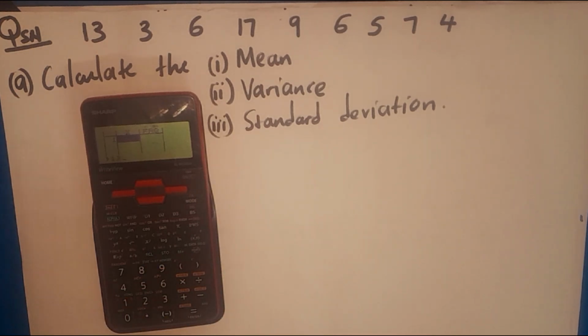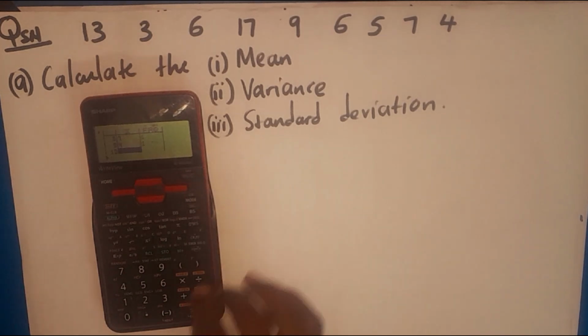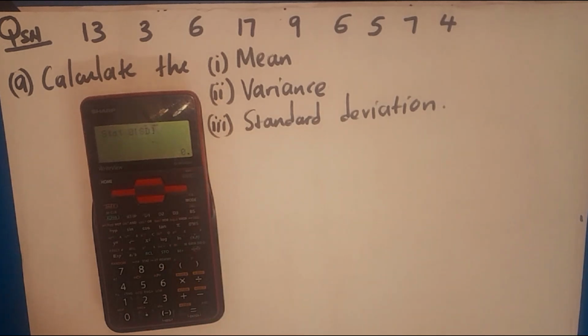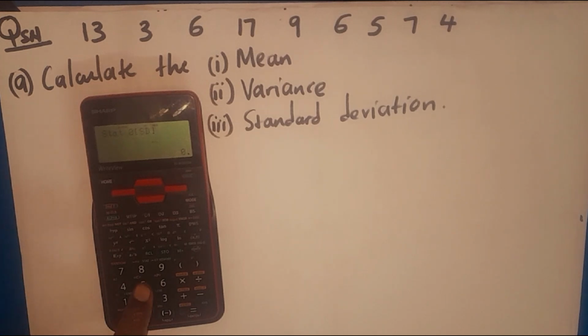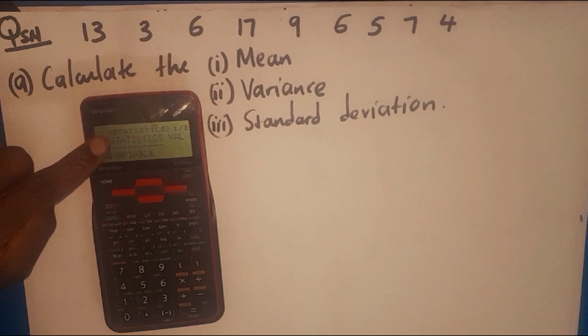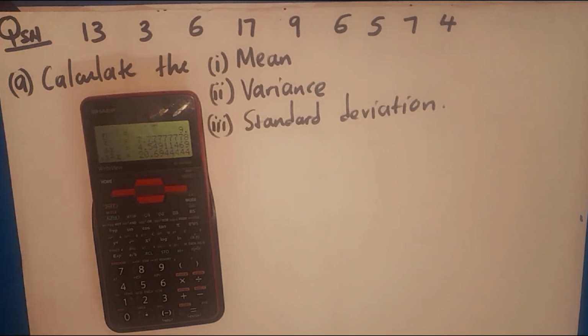So I'm going to say 13 equals, 3 equals, 6 equals, 17 equals, 9 equals, 6 equals, 5 equals, 7 equals, 4 equals. I'm done feeding my data into the calculator. Then I press the on button, and after that I press the alpha button and then button 8 where it is written stat. It's going to show statistic values, so I press 0 where it is written statistic values.